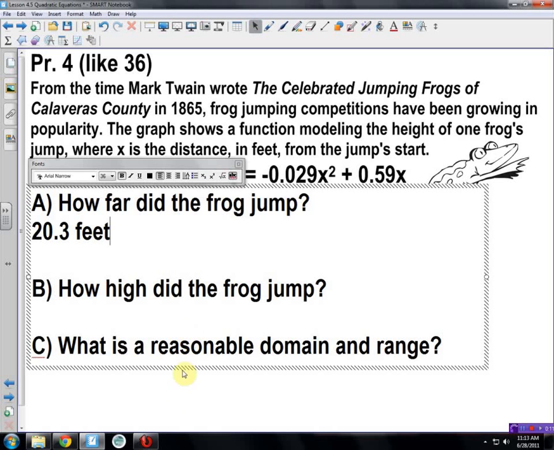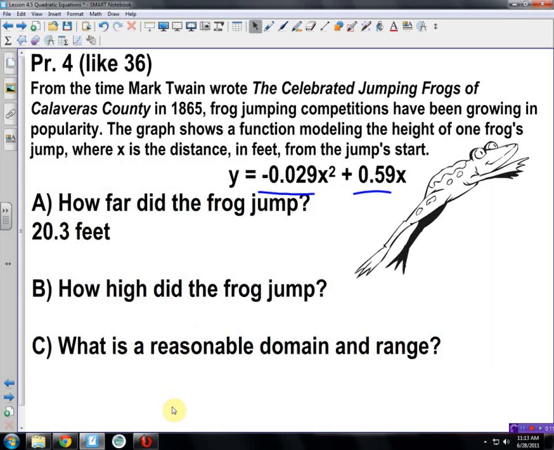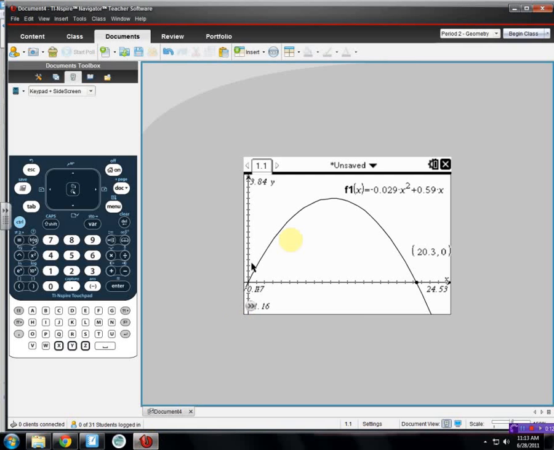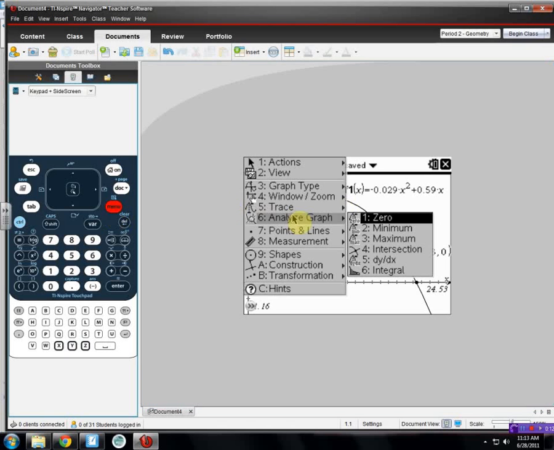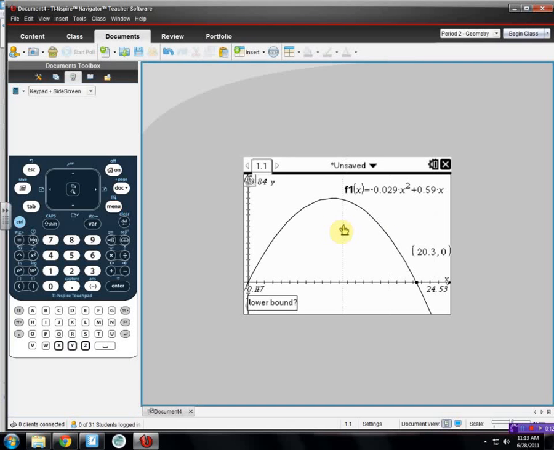Next is how high did the frog jump? Well, that's going to be up here at the maximum. That's right back where we were at Analyze Graph Maximum. And again, we're going to sandwich. And we get 10.2 and 3. That means 10.2 feet away from its start, the frog is going to be 3 feet in the air. So it's 3 feet.